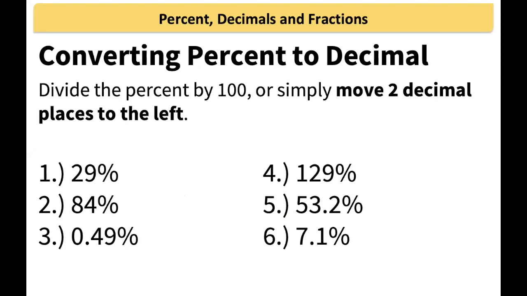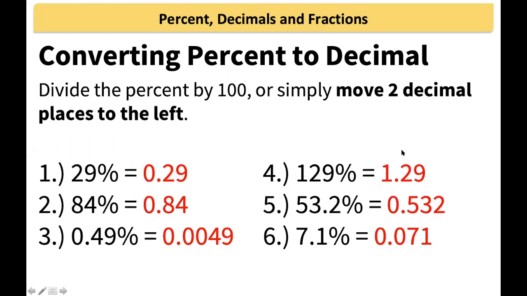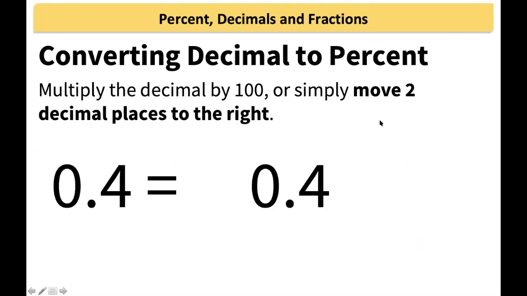Okay, so your turn guys. Gawin lang ng mabilis. Okay, so the answers for these are, we have 29%, that's equal to 0.29. We have 84%, that's equal to 0.84. We have 0.49%, that's equal to 0.0049. How about 129%? That's equal to 1.29. Yung 53.2% naman would be equal to 0.532. And ang ating 7.1% is equal to 0.071. Okay. May questions ba dito? Wala naman. Anyone?